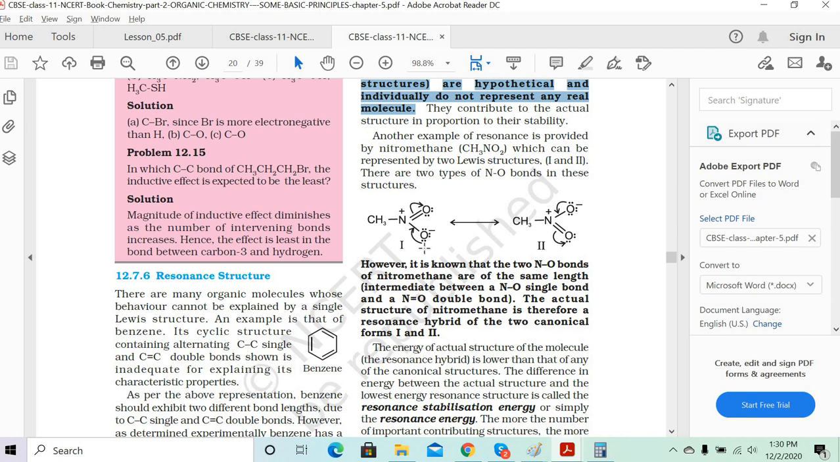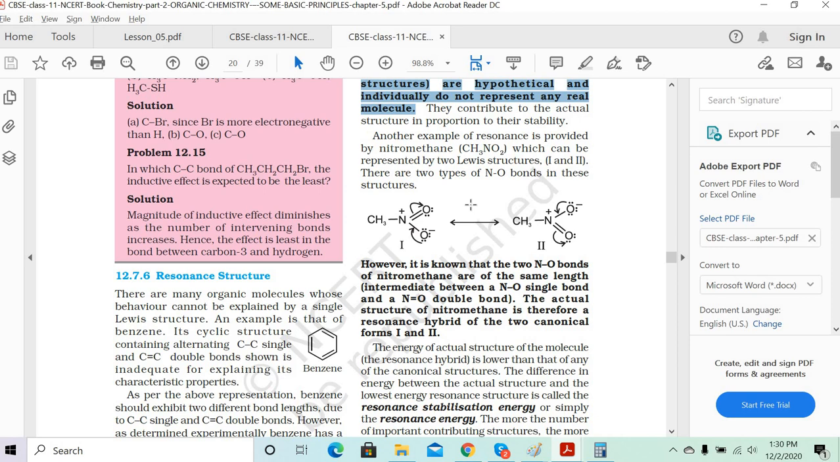Now this lower oxygen has a negative charge on it. That means the oxygen has taken the electron from the lone pair of electrons of the nitrogen and developed the negative charge. And nitrogen, because of that, forms a positive charge on it. Clear?